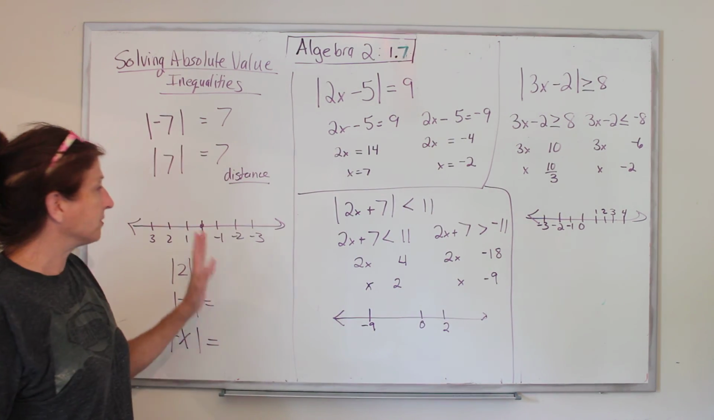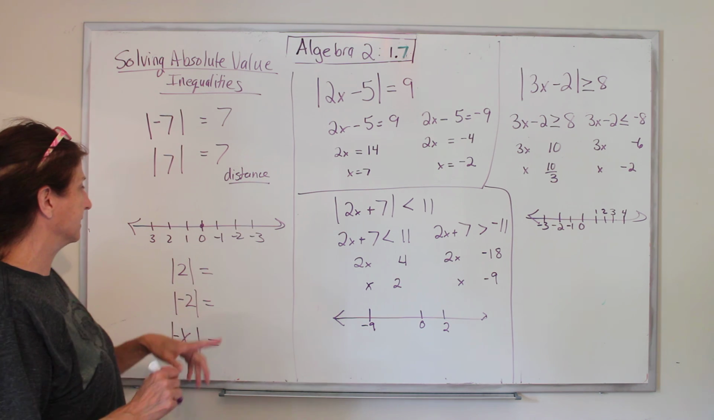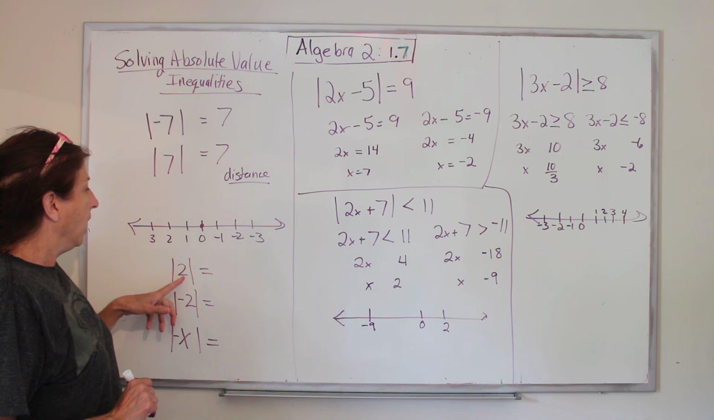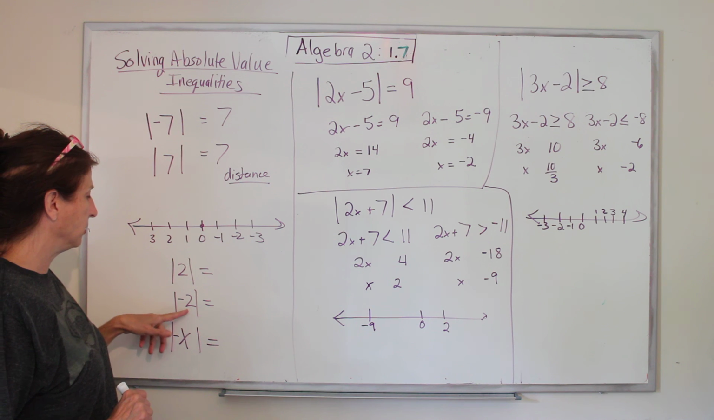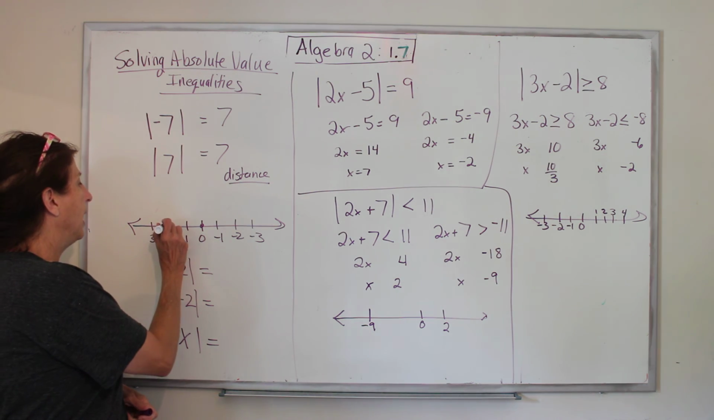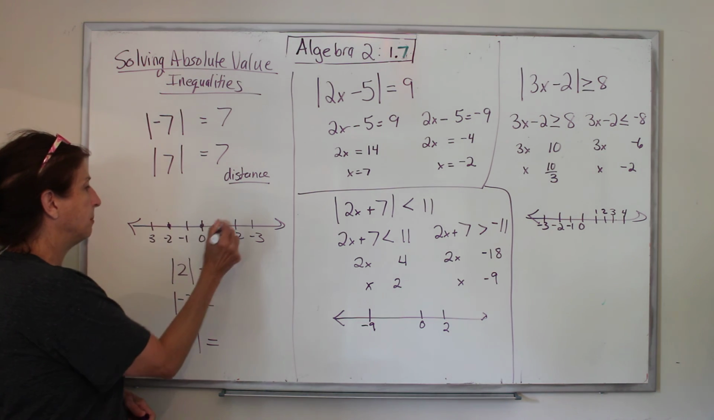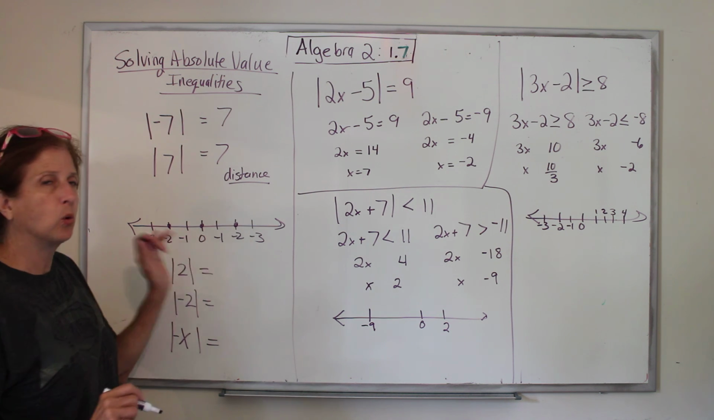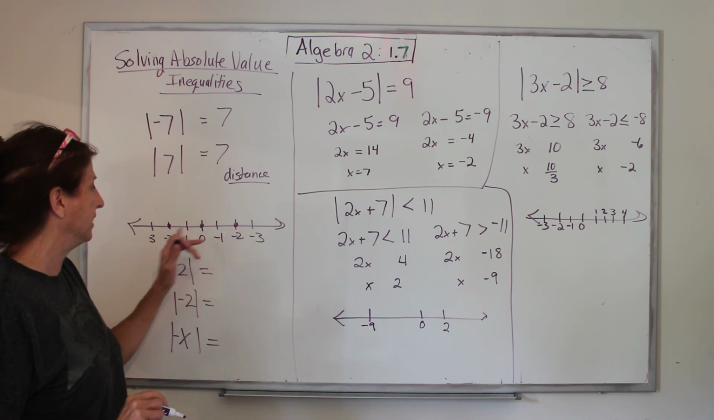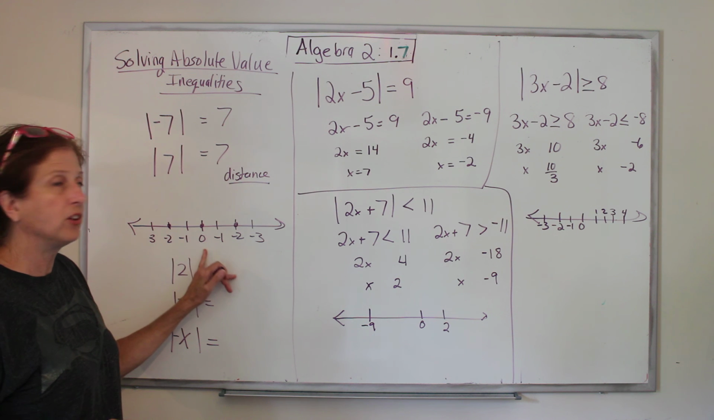All right, but there's another way to think of it, like a distance. So for example, we have the absolute value of 2 and the absolute value of negative 2. And one way to do it is to put them on a number line, and the question is how far is it from where they are to the origin?